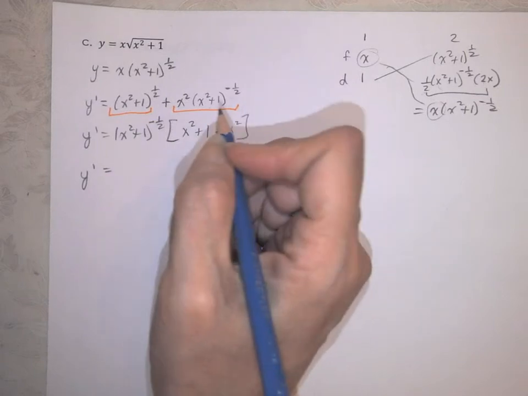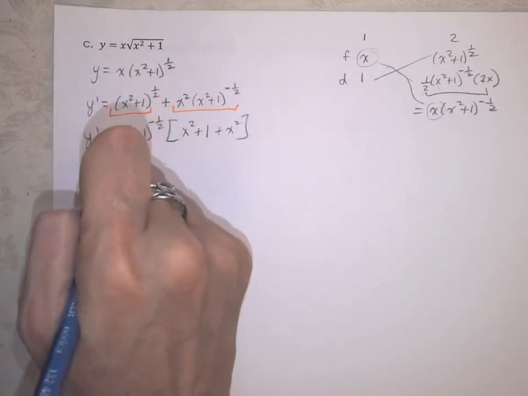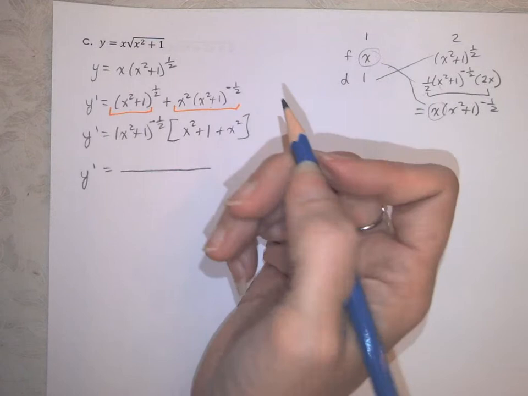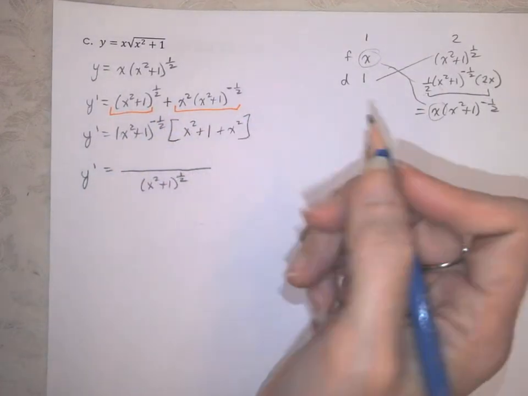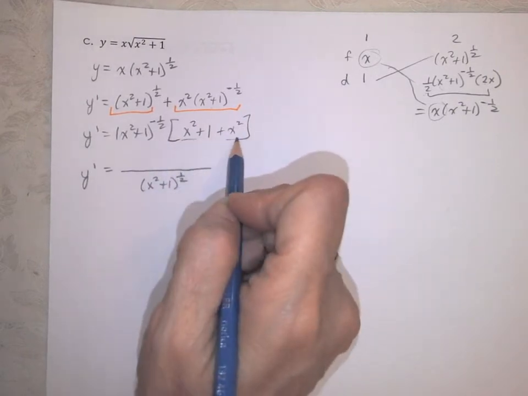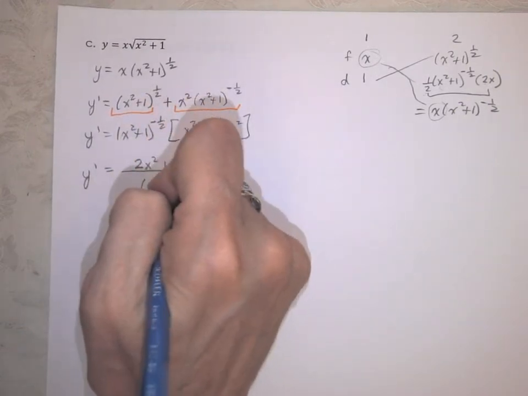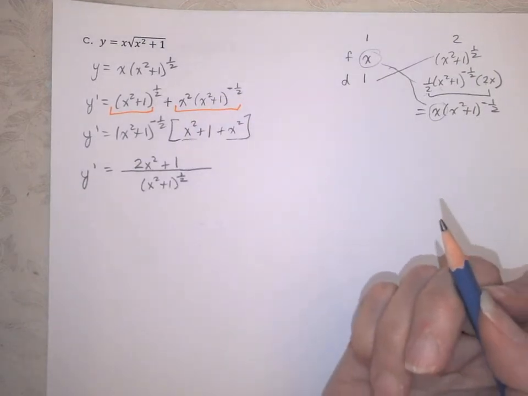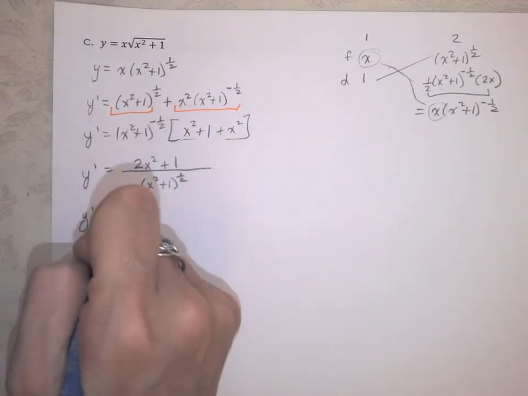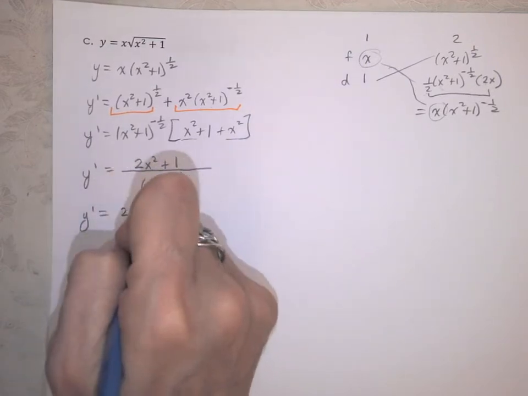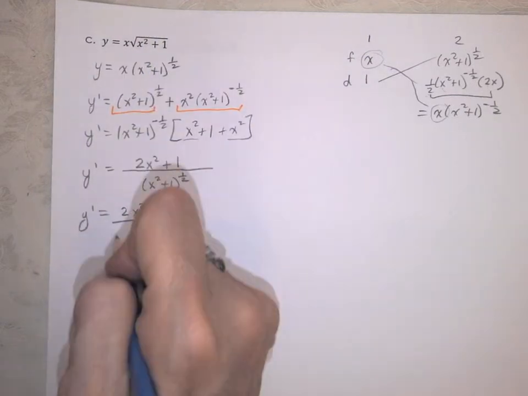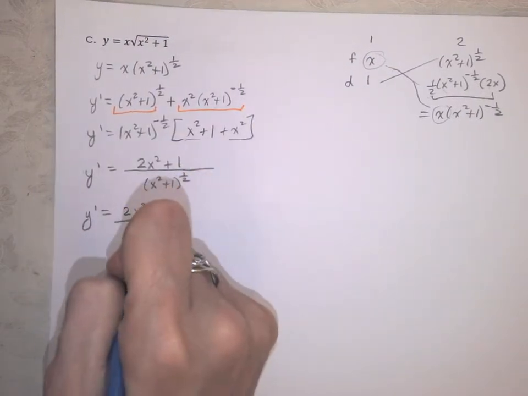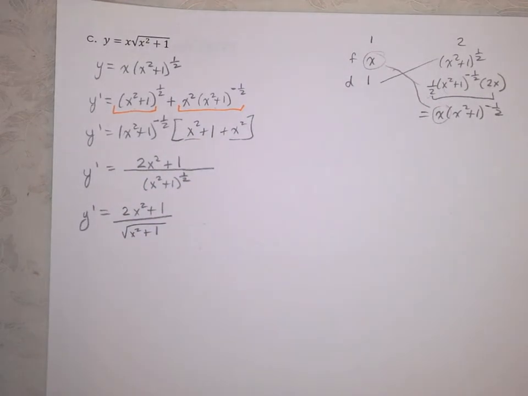So y prime is, so I'm going to move this to the bottom because it has a negative exponent and make it x squared plus 1 to the positive 1/2. And then here I'm going to collect the like terms, 2x squared plus 1. I would factor the 2x squared plus 1 if I could, but it's not factorable, so I'll just leave it. And here I started off with a radical form, so I'm going to end up writing my final solution with a radical form as well. So there would be my final solution in simplified factored form.